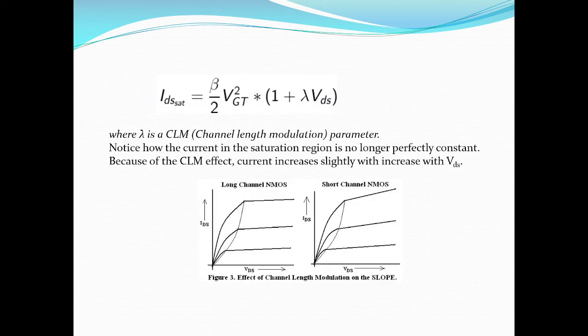Incorporating the channel length modulation, the current equation for the saturation region becomes like this, where lambda is the channel length modulation parameter. For long channel devices it is negligible, and for short channel devices it is more prominent.